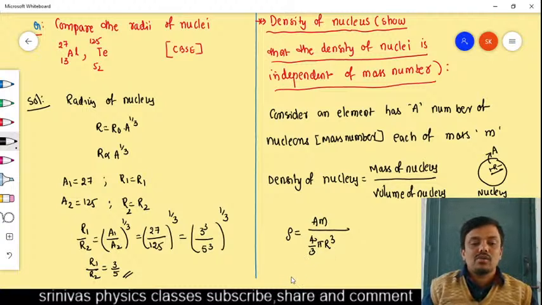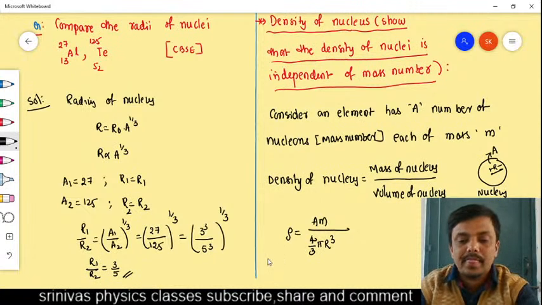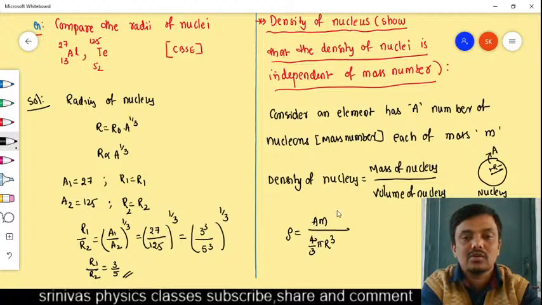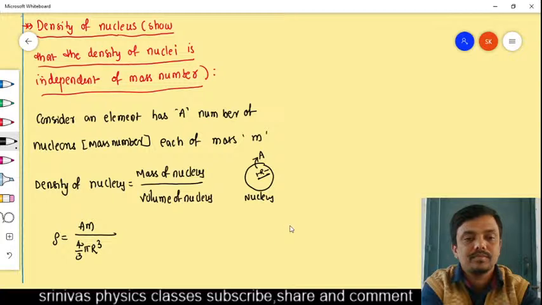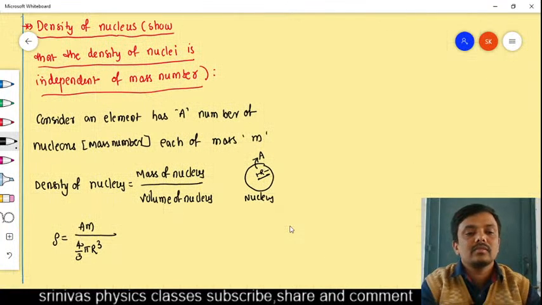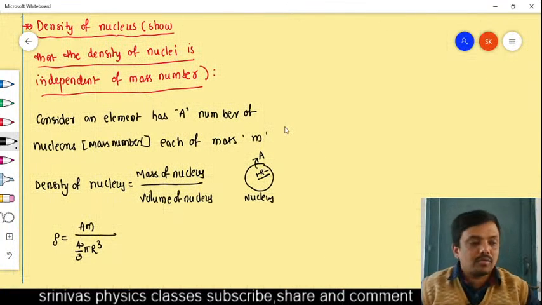Because we know R equals R naught A to the power 1 by 3, we can continue. Then I am going to take this to the left side, and you take a screenshot and note it. Right? Next step, what I am going to write.